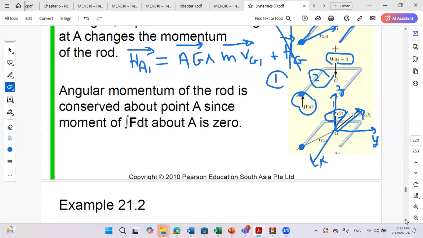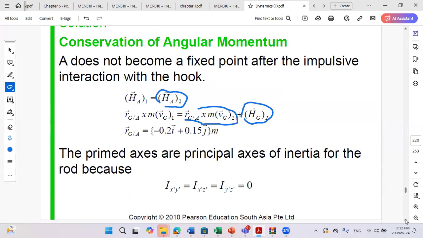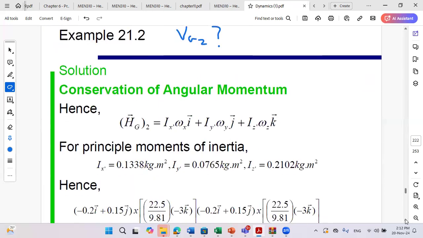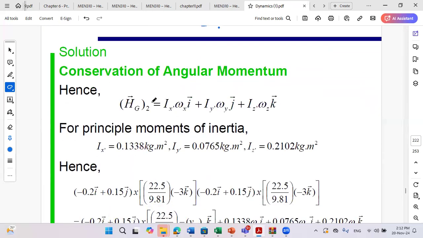Since these three products of inertia are equal to 0, I can simply say that HG at state 2 is Ix prime omega x i plus Iy prime omega y j plus Iz prime omega z k. And in this way, I can replace HG2 by its expression in my formula.